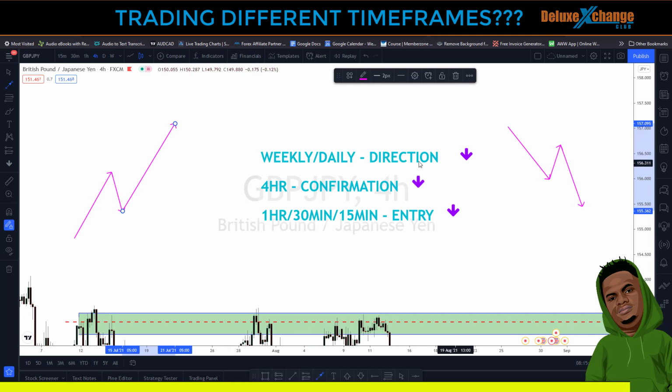But this is an easy rule of thumb where you could do direction from the weekly and daily, confirmation on the 4 hour, and then look for entries in that same direction on the 1 hour, 30-minute, and 15-minute, guys.